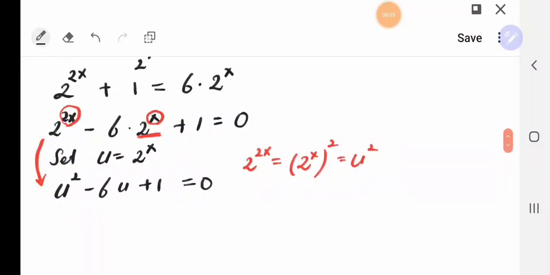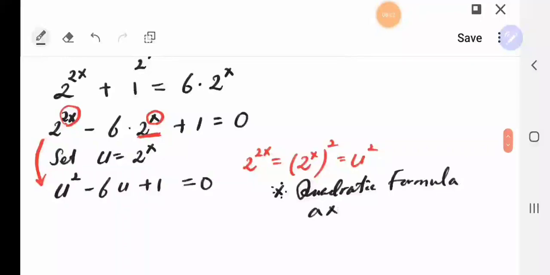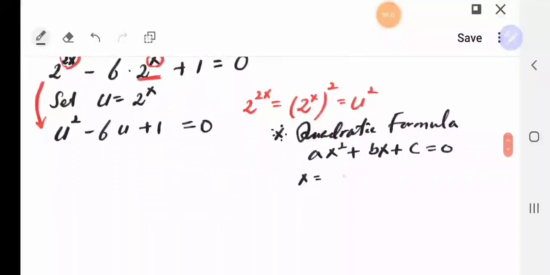Since we have a quadratic equation, we can use the quadratic formula. Do you remember the quadratic formula? Let me write it here. If we have ax squared plus bx plus c is equal to 0, then the solution x is negative b plus or minus the square root of b squared minus 4ac, over 2a. So this is the solution.